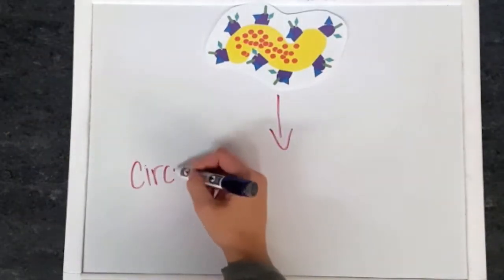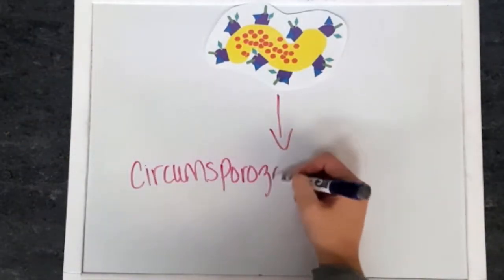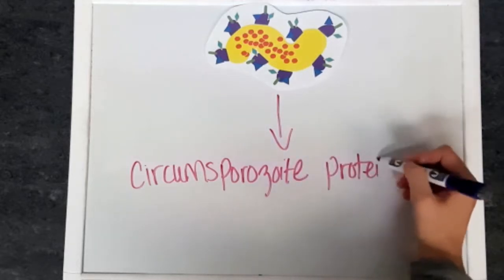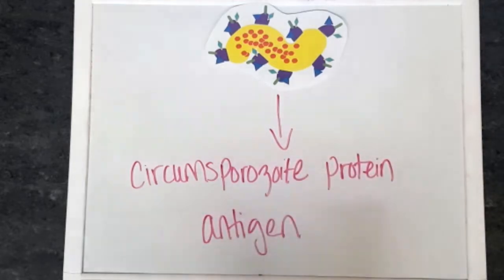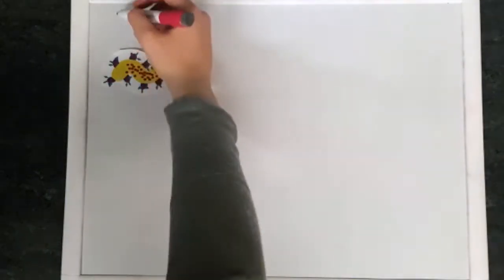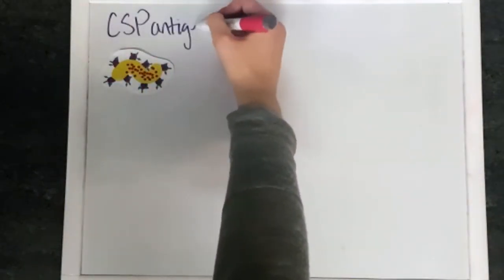The sporozoite is coated by a circumsporozoite protein antigen that contains unique epitopes recognized by the immune system. Our vaccine aims to arrest malaria at the pre-erythrocytic stage.